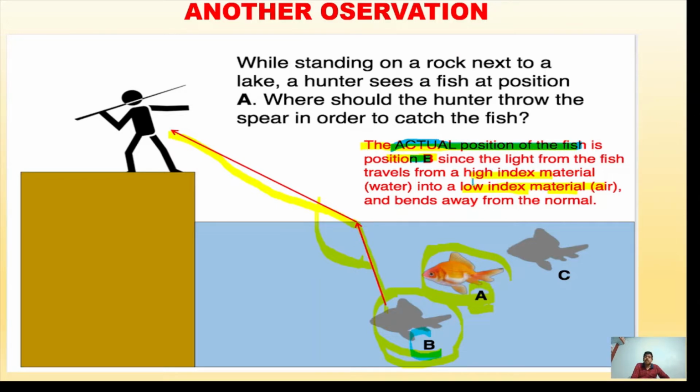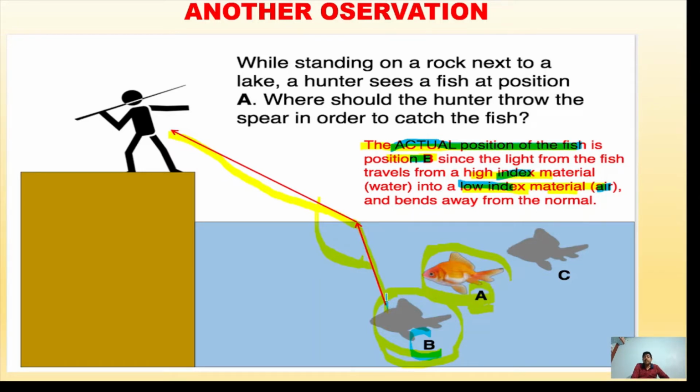See, the light coming from the fish travels from the high index material, that is water. Water is a denser material. The denser material is known as high index material, into low index material, which is air. And air is a rare medium. I mean, the density of air is less than water. So air is a rare medium or low index material, and hence light bends away from the normal.